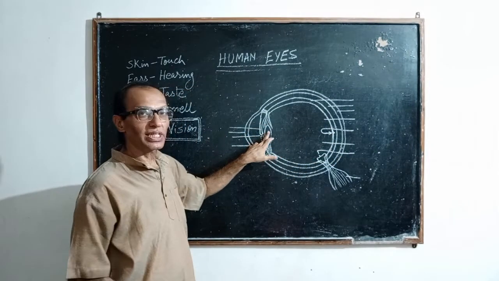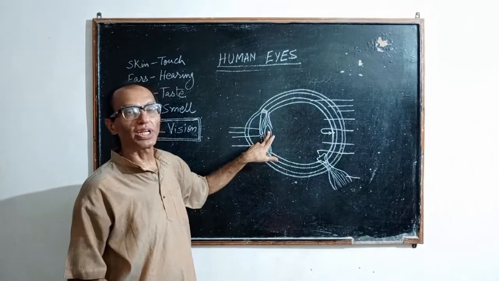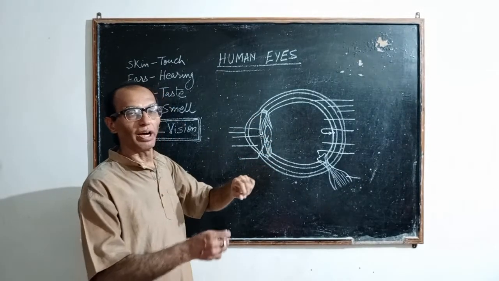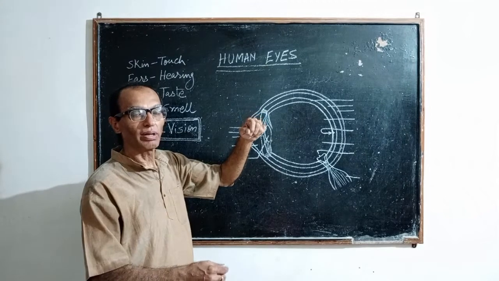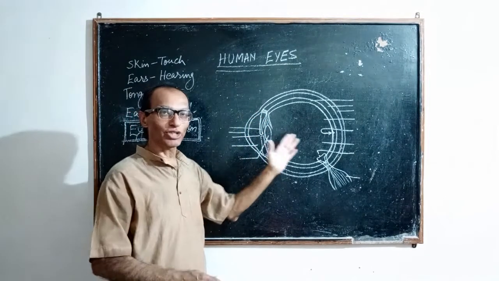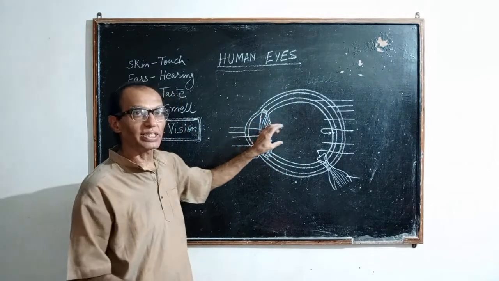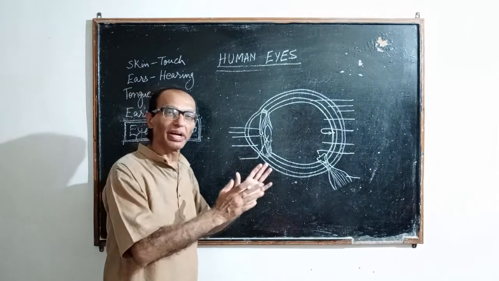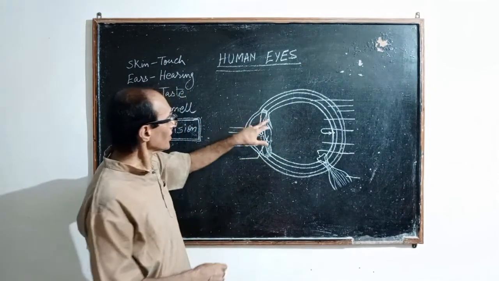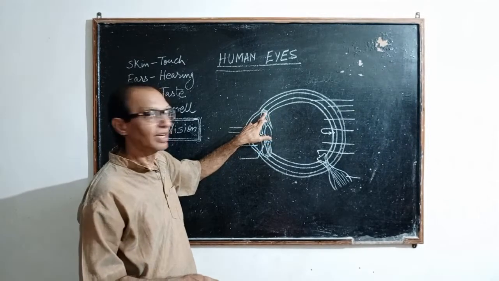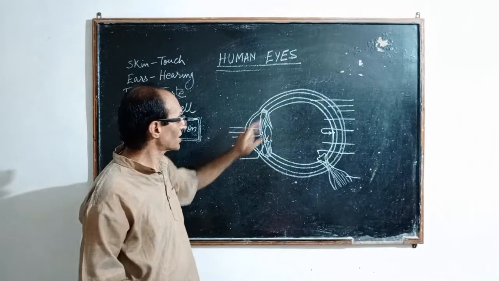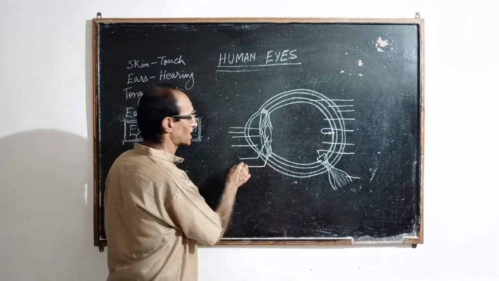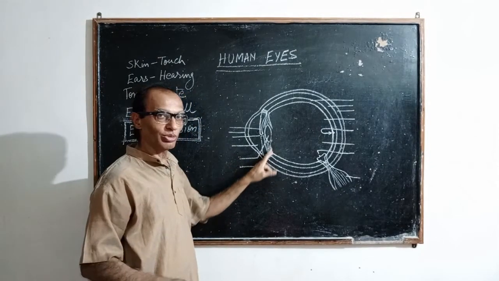Now this lens is kept in this position and it keeps on changing its shape with the help of the suspensory ligaments. The suspensory ligaments may pull this lens, making it thin and increasing its focal length. Or they may relax, and when they are relaxing, the lens will bulge out and become thicker, and its focal length will decrease. Now these suspensory ligaments work antagonistically to these ciliary muscles, and these are the ciliary muscles. They work antagonistically to the suspensory ligaments.